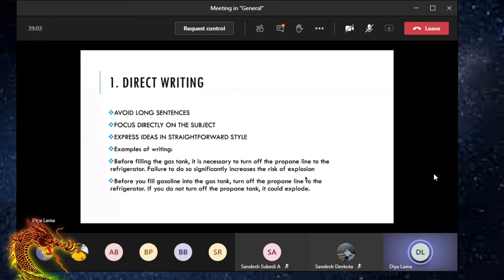So first is direct writing. So avoid long sentences. You have to avoid long sentences. You have to always have direct sentences.